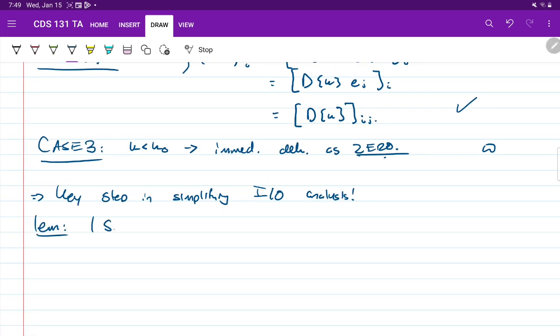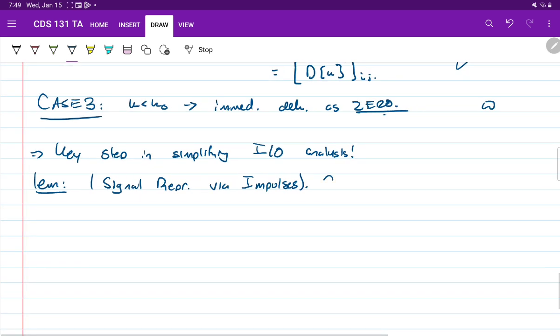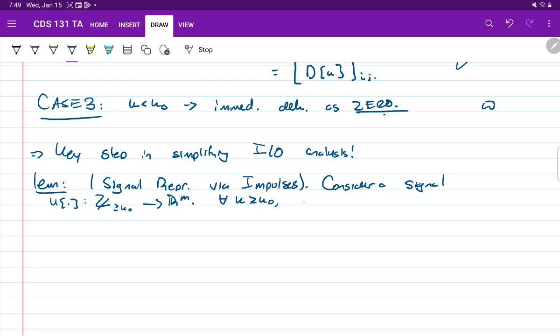Lemma, let me call this signal representation via impulses. What this says is consider a signal, let me call it u, which goes from the integers greater than or equal to some integer k naught, and maps into R^m. So what I'll say is for all k greater than or equal to k naught, u of k is computed.